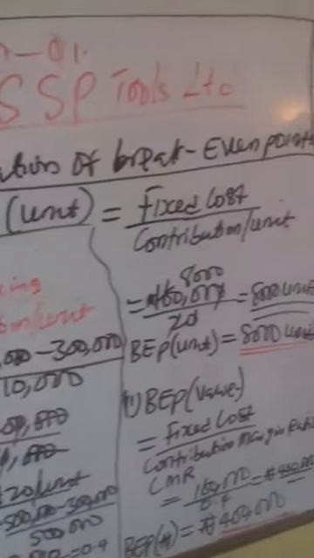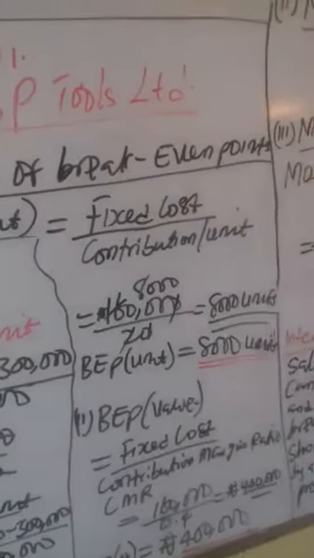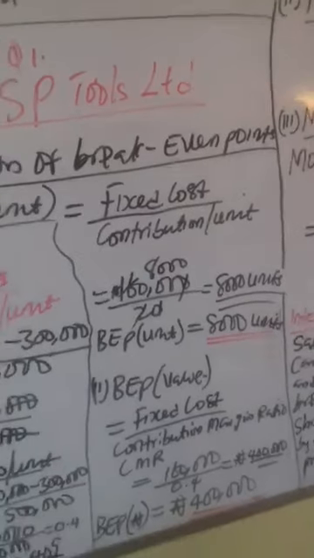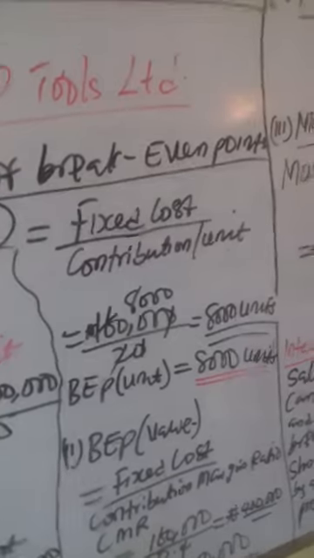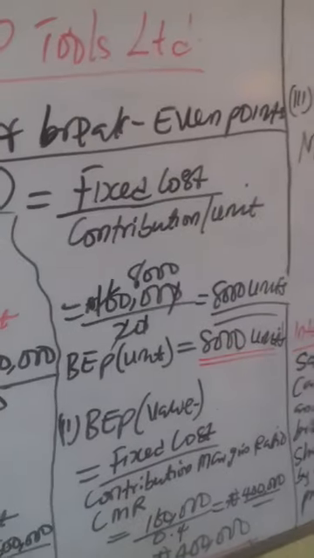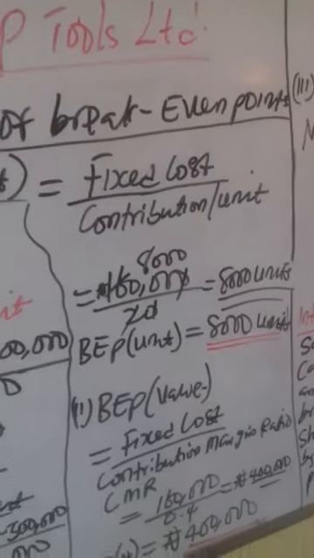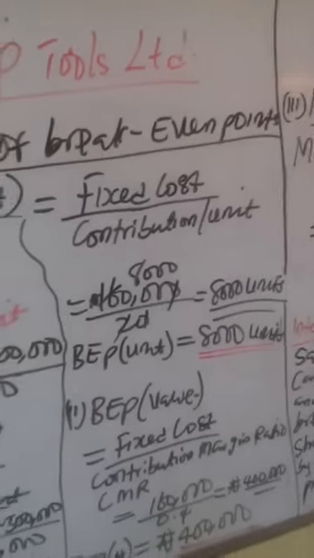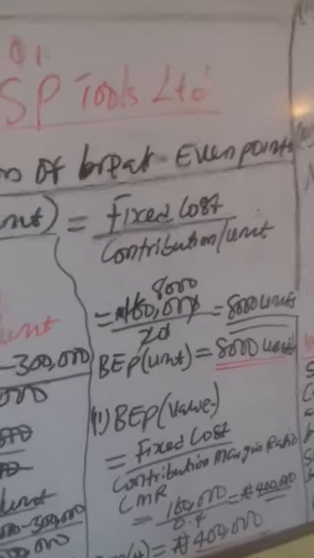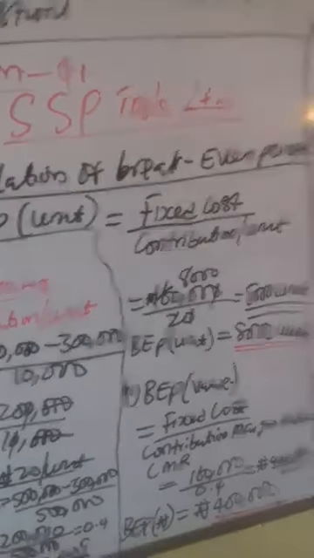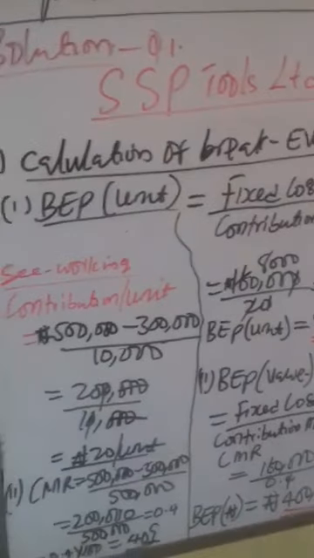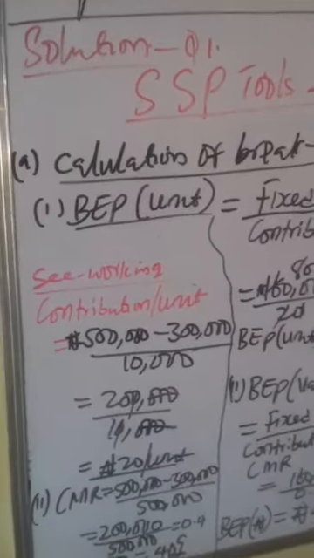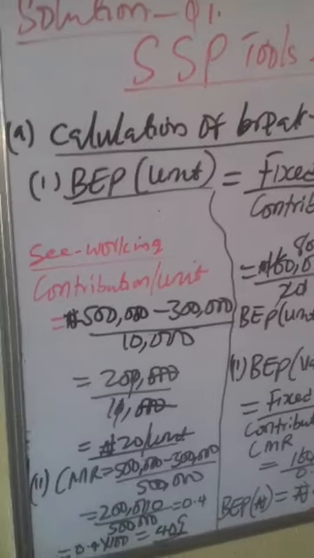And so we go ahead to apply it. When you divide 160,000 by 20 naira, you will have 8,000 units. So this company will produce 8,000 units of the product to break even. Don't forget the word break even means no profit, no loss, where you must have taken all your costs. That is total cost minus total revenue equals 0.